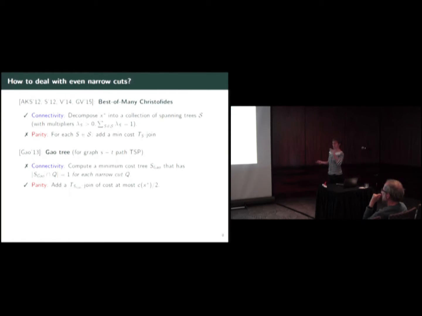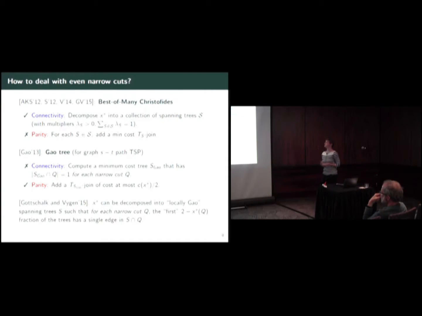So in that case, we take that tree that has one edge across every narrow cut, so then there are no even narrow cuts. So the cost of correcting parity is at most half of the LP optimum, so that part is good. But in the weighted case, this first step will be more expensive than the optimum.